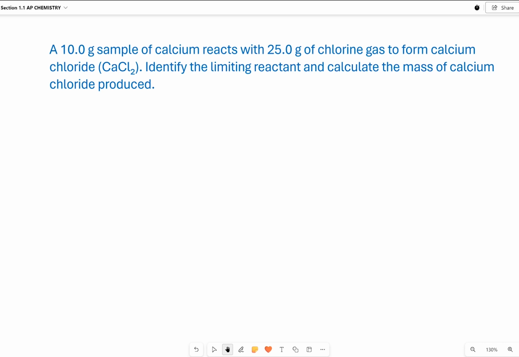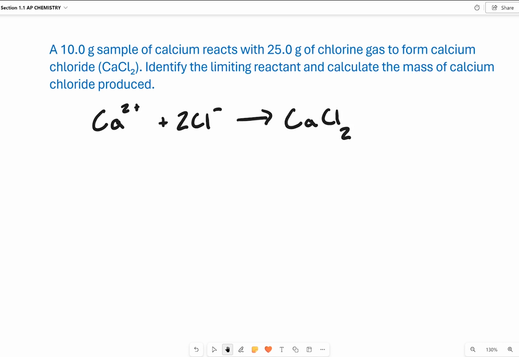So this is our first problem here. It tells us a 10-gram sample of calcium reacts with 25 grams of chlorine gas to form calcium chloride. Identify the limiting reactant and calculate the mass of calcium chloride produced. So we have our equation: we have our calcium ion, and we have our two chloride ions, and they're going to react to make calcium chloride.